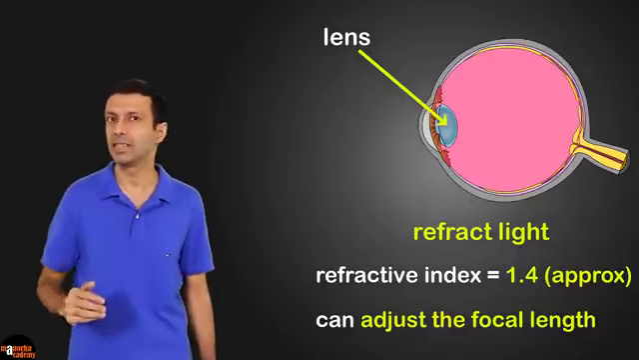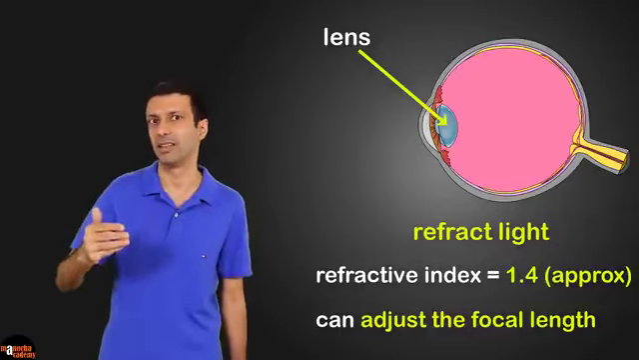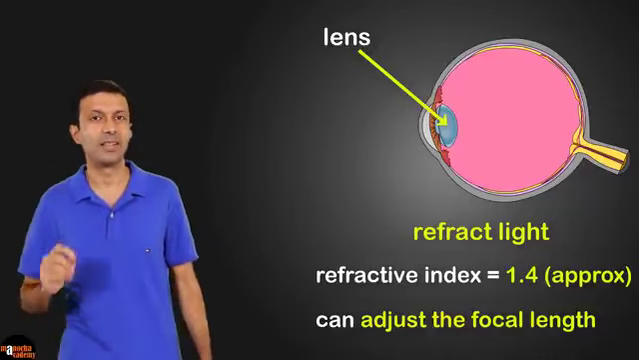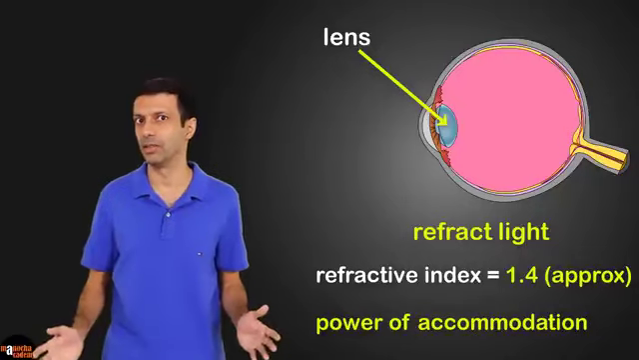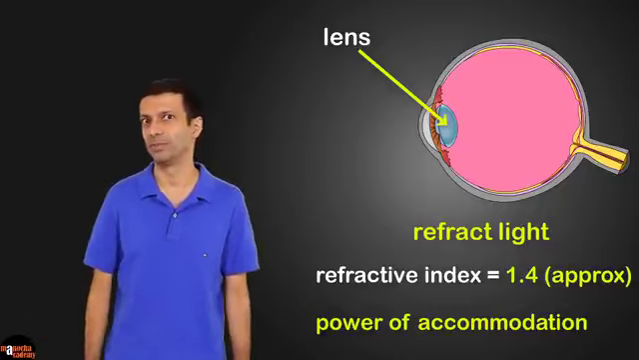The lens does this so that we can focus on objects at different distances and we get a clear image on our retina. This adjustment of the eye lens is known as power of accommodation, but we'll talk more about this later in the video.